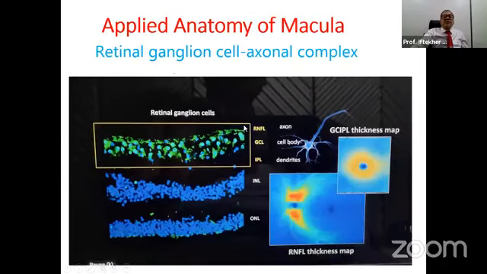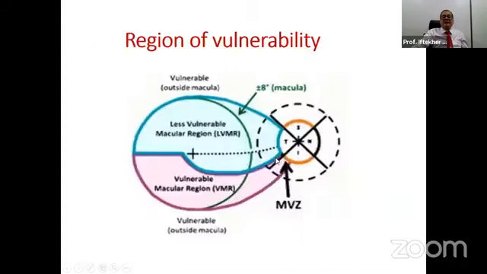This is the applied anatomy of the macular ganglion cell complex. Actually, the ganglion cell is a neuron. Each cell body is in the ganglion cell layer, its dendrite is in the inner plexiform layer, and the axon forms the retinal nerve fiber layer.